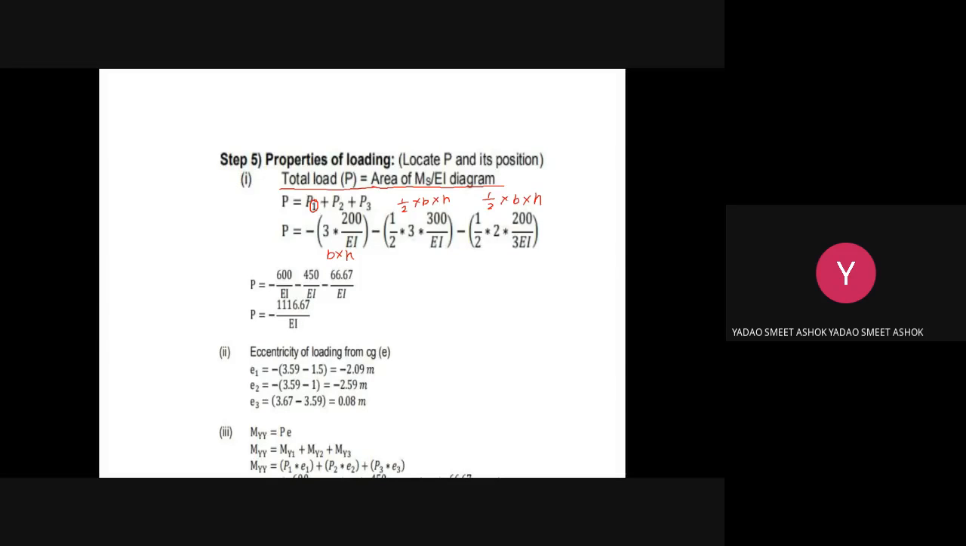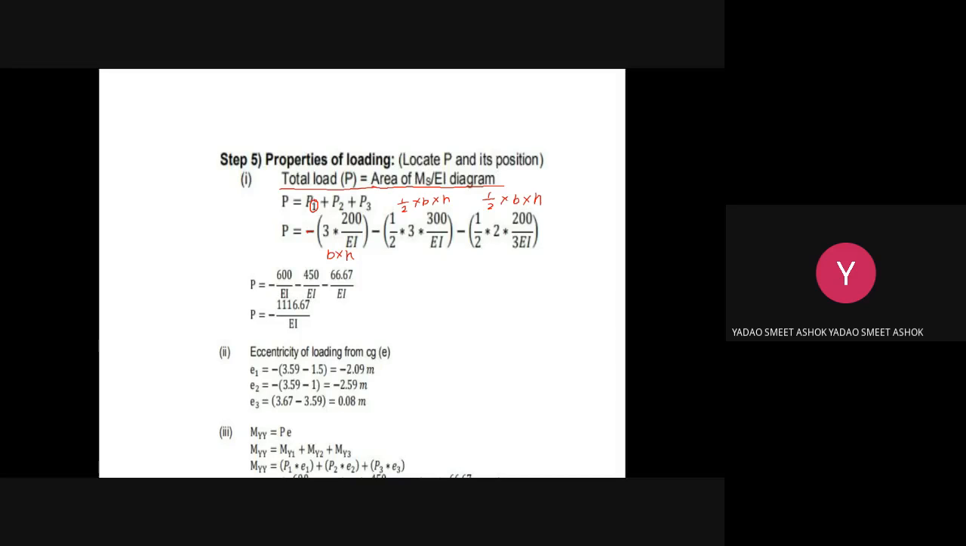And what is the magnitude for the first rectangle? It is 200 by EI. It is minus, since we got the moment as minus. So it is minus b into h, minus P2 half into base into height. For the first rectangle, the height is 200 by EI, and for the triangle, the height is 300 by EI.